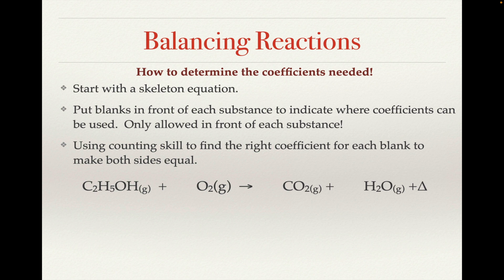Now, what happens if we don't have equal numbers? We actually have to go through this process called balancing a reaction. So we look down here, I have 2 carbons, carbon times 2, but over here I only have 1 carbon. They're not equal to each other, so that would break the law of conservation of mass. So it's going to be our job to put blanks out front and actually put the right coefficients in to make this balance, to satisfy that law of conservation of mass.